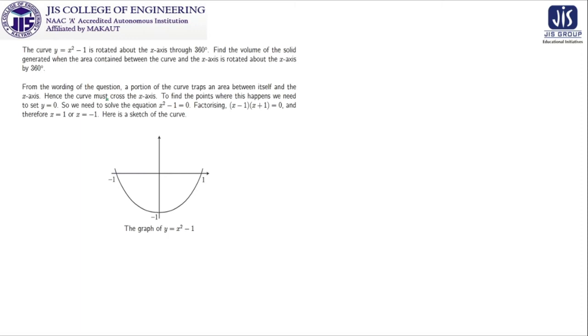We are getting another curve y is equal to x square minus 1, and it is also going to be rotated with respect to x-axis, obviously 360 degree, otherwise the solid will not be generated completely. So we have to find the volume of the solid generated by this with respect to x-axis. So from the wording of the question, what we get, a portion of the curve taps an area between itself and the x-axis, that means this one. Hence the curve must cross x-axis.